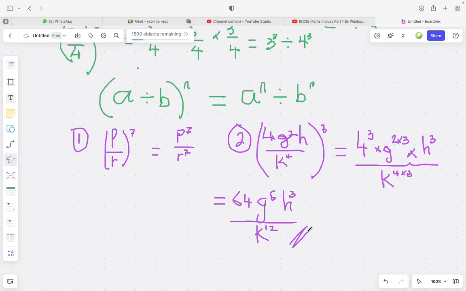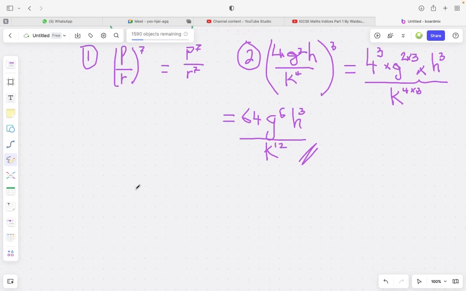Now we move on to the next one, which is called the negative indices. But before we go to negative indices, we have what we call the zero indices. Now for zero indices, what it simply means, I think we need to write that. We have the zero index. So let's just use the word zero index.